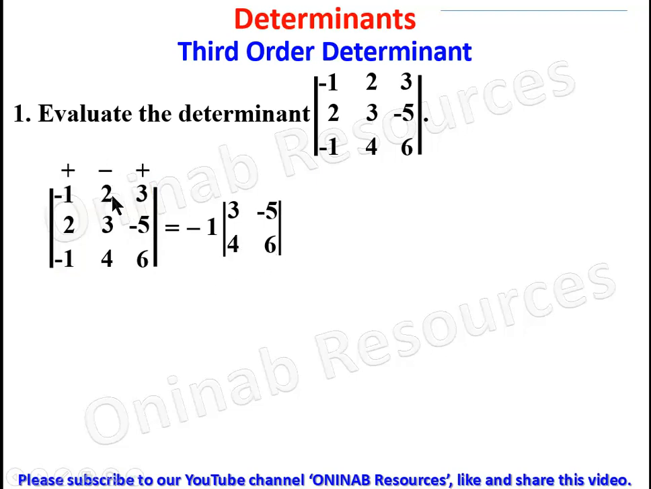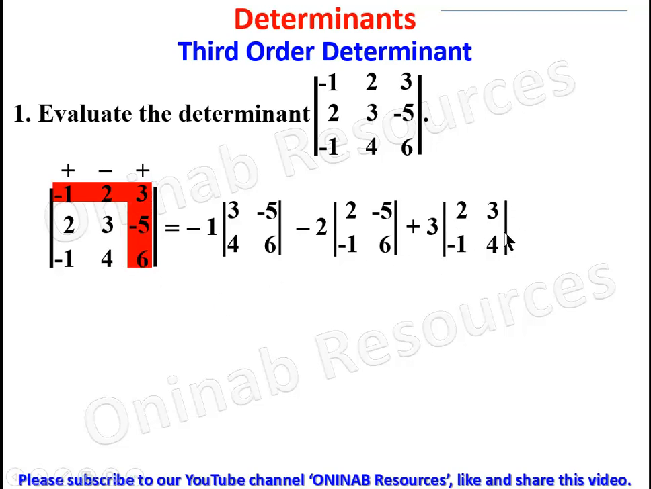Then we go to the second column, pick the first element there with the sign assigned to it, which is a -2. Delete the row and delete the column where the number belongs. So we find the determinant of the remaining entries. Then we go to the third column. We have a +3 there as the first element, so we have a +3. Delete the row and delete the column. We find the determinant of the remaining entries. So from here we shall evaluate.